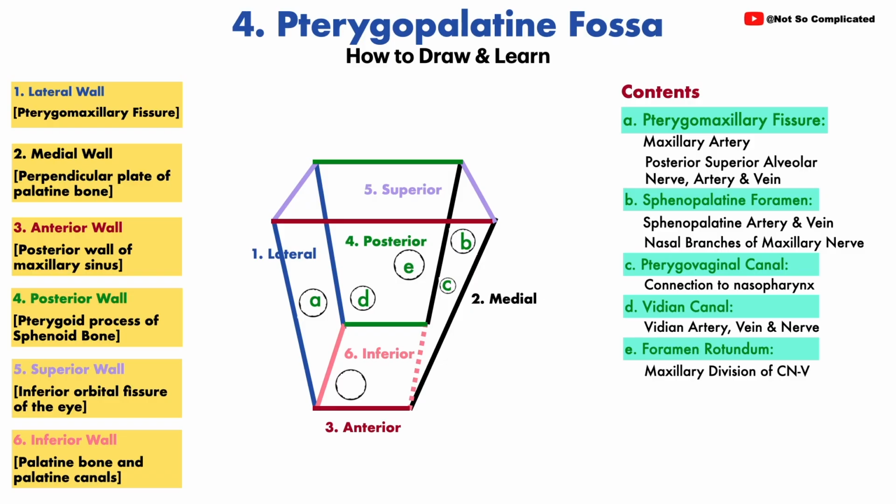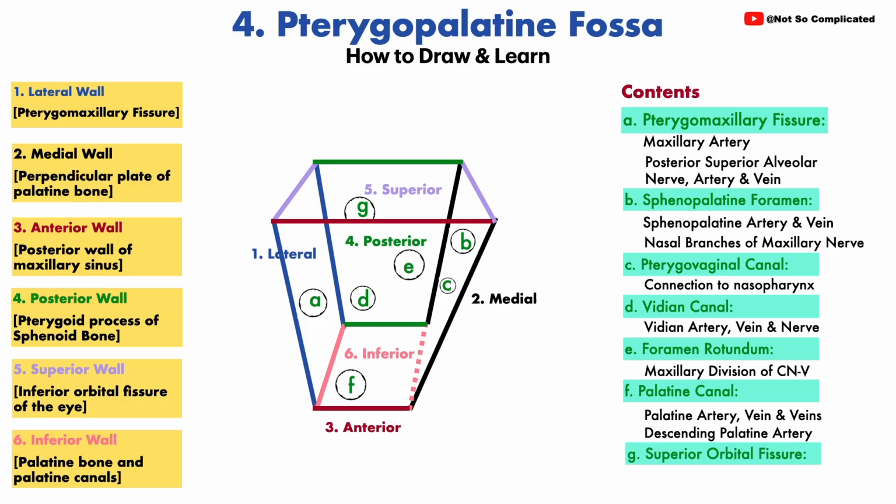And there will be another canal in the inferior wall also, and that is called the palatine canal. Alright, so from that there will be the passage of palatine artery, veins, and nerves. There is a typo in there. There will be nerves in there, and the descending palatine artery again. So there will be different canals in the superior wall. Alright, so there will be the superior orbital fissure first, and the passes are supraorbital artery, vein, and nerve.